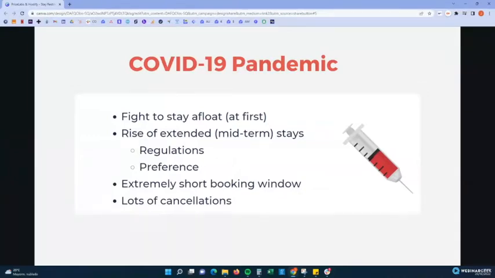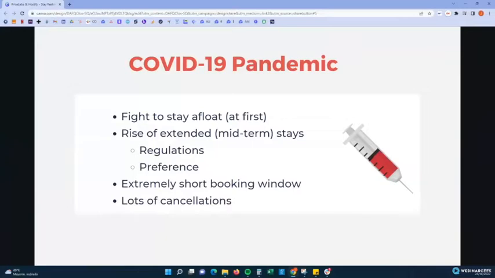But then, of course, COVID, as we all know, came. Even though it had a huge impact on the industry and stopped most of hospitality, not just short-term rentals but also hotels, it transformed our industry a little bit. And this is one of the topics we'll be talking about today: the importance of the minimum length of stay and the length of stay pricing with the new midterm stays.